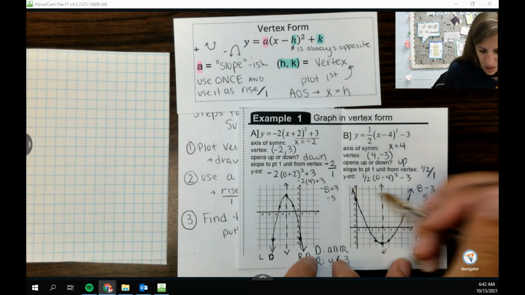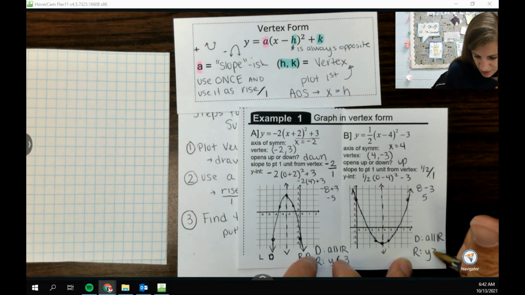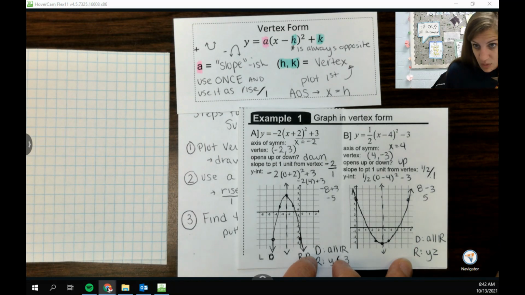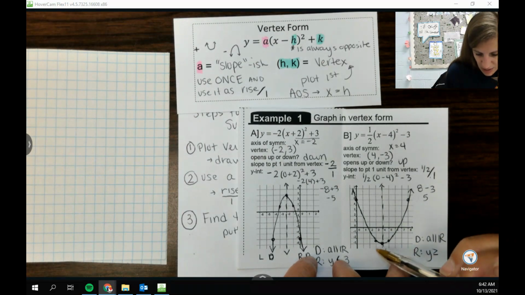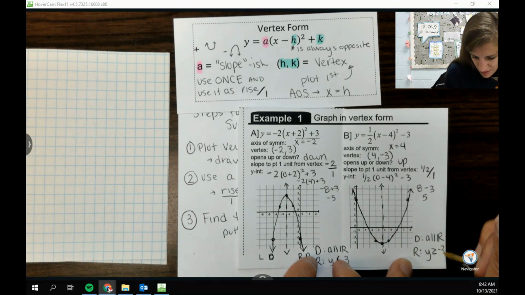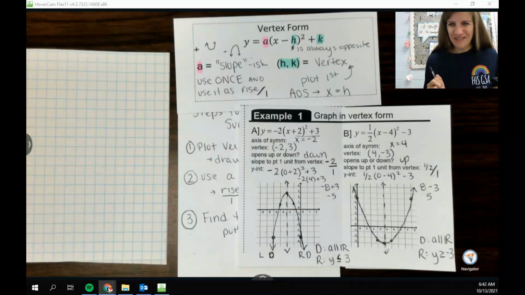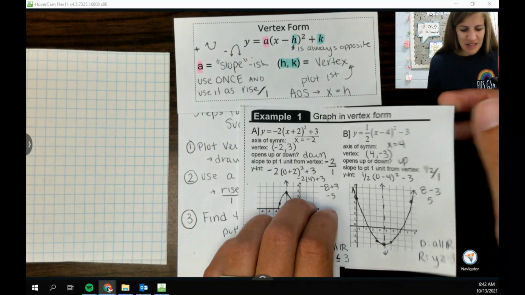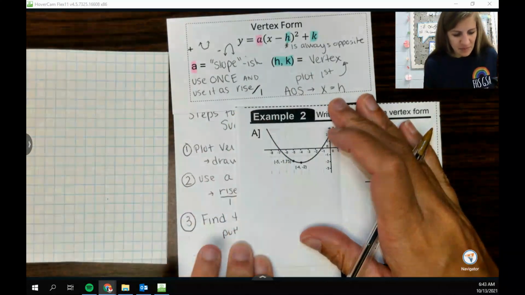Range, this time, we're up and up. And so that means the y values are getting bigger than or equal to some smallest amount. And the smallest or minimum is -3. Cute. Okay, so we want to be able to go both ways.